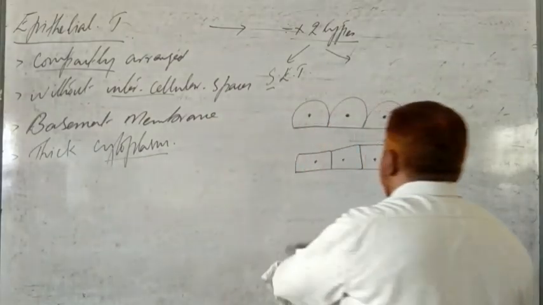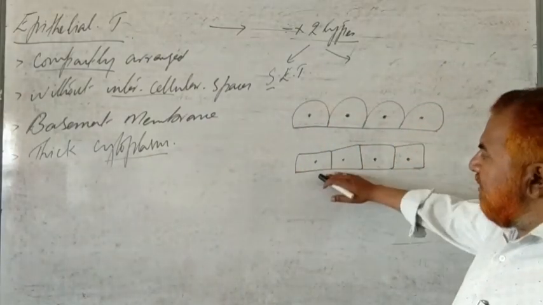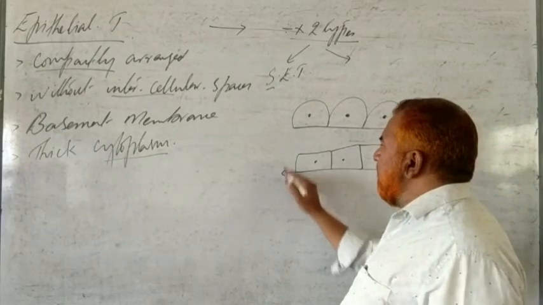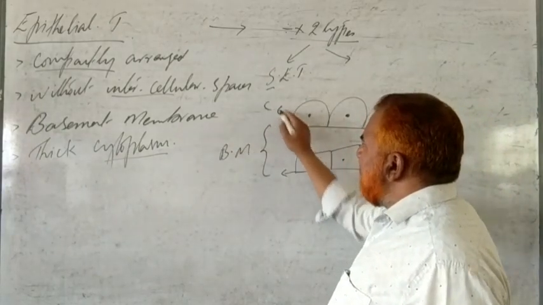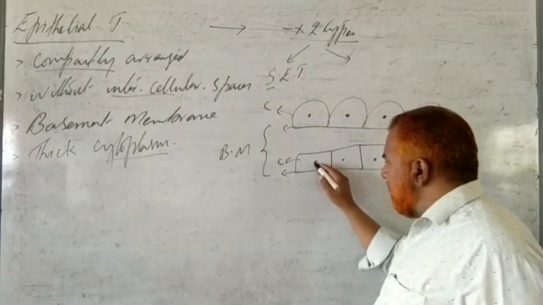So here these cells are arranged like this. Cells are arranged on a basement membrane. This is a basement membrane. What are these cells? Clear. What is this?